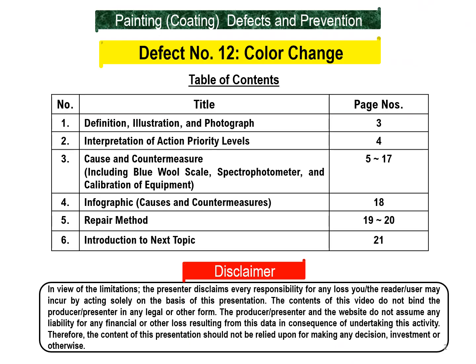Our discussion will include definition of color change, illustration and photograph, interpretation of action priority levels, causes and a countermeasure, including the explanation of the terminologies like blue wool scale, spectrophotometer, and calibration of equipment. Infographic related to causes and countermeasure, repair method, and finally introduction to the next topic.